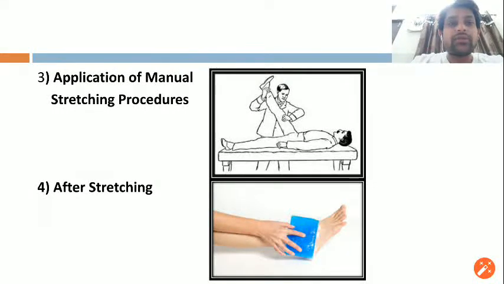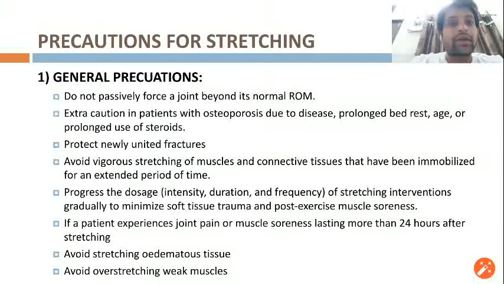Next, application of the manual stretching procedures. You can see in the picture that the person is giving a hip extensors stretch manually, and after the stretching here you can see the ice application, so that can prevent muscle soreness.